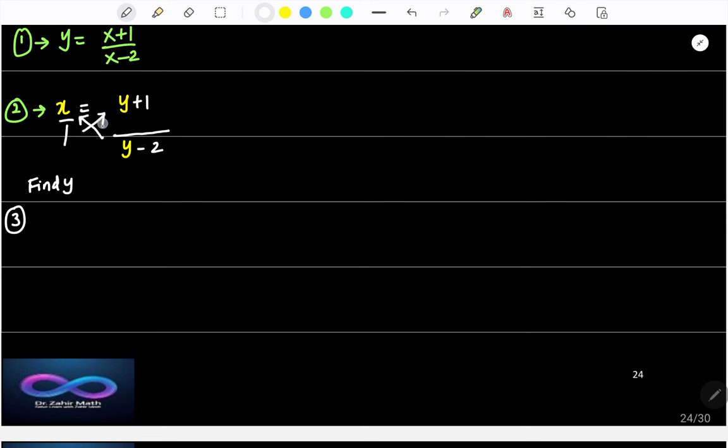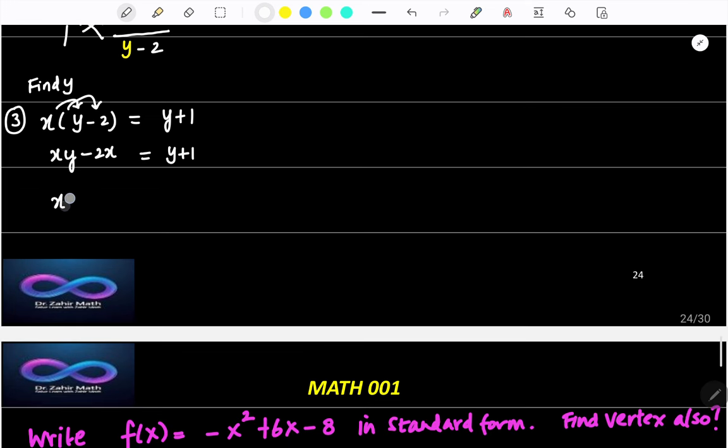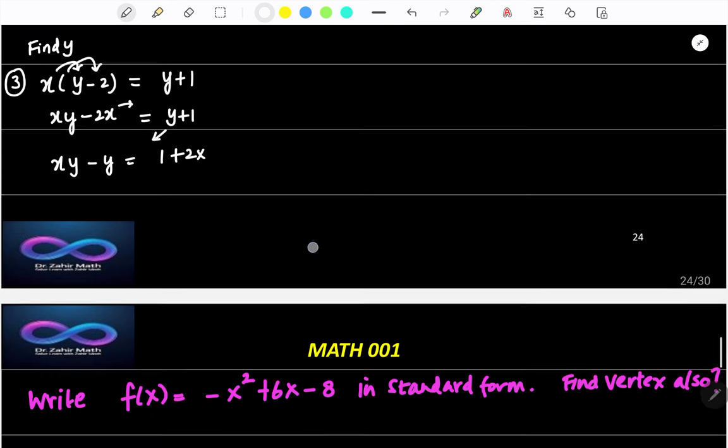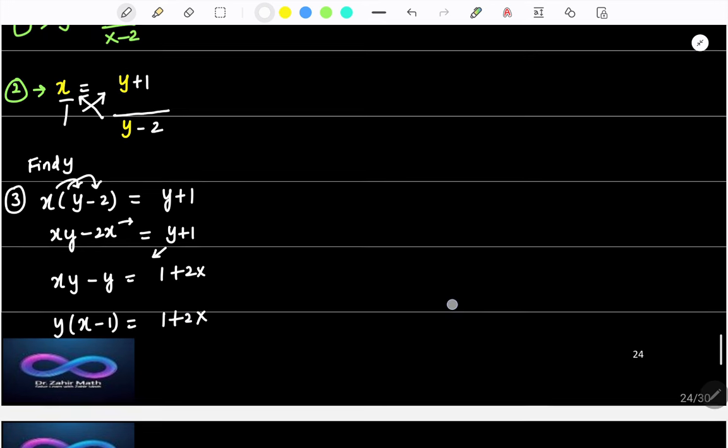You do the multiplication. x multiply y minus 2 is equal to y plus 1. So x into y is xy. x into minus 2 is minus 2x, right? And then this equals y plus 1. So now take all the y to one side: xy, this comes to this side, minus y equals 1. And this goes to that side, which is plus 2x. Clear? Right. Now take y as common. So if you take y as common, you will get x minus 1 equals 1 plus 2x.